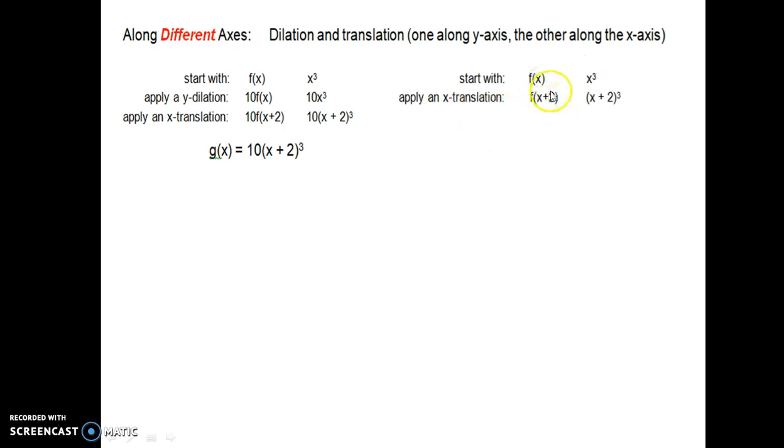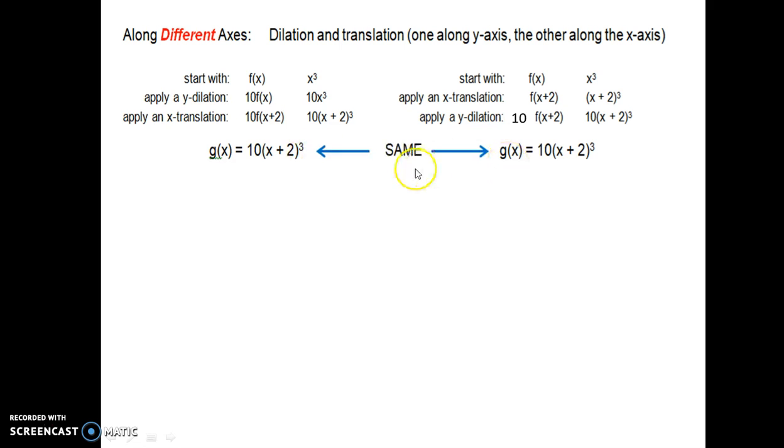So the x translation, again, was x plus 2, so I input it into the x. Then I apply the y dilation. I'm going to apply the 10 times multiplier right here. We end up with this. And in this case, notice we do have the same function again. Why? Because one transformation was done along the y-axis, one was done along the x-axis. So the order that we did them in didn't matter.